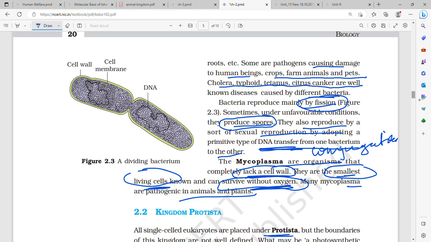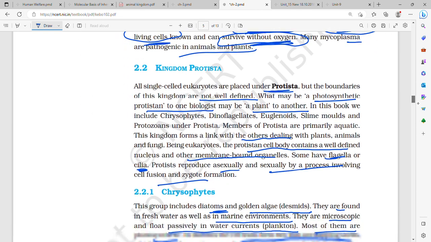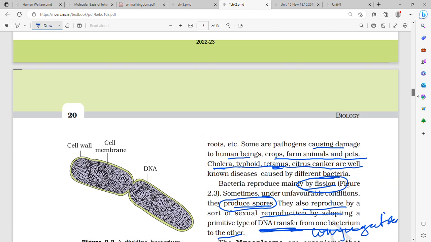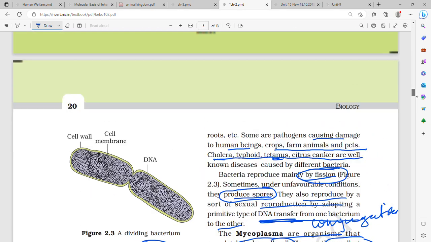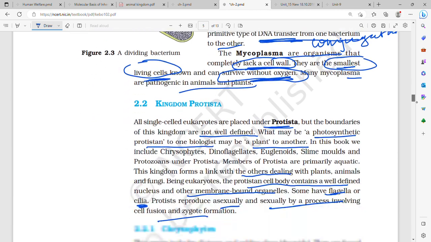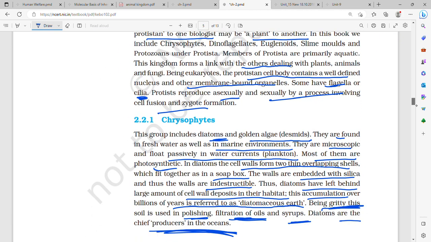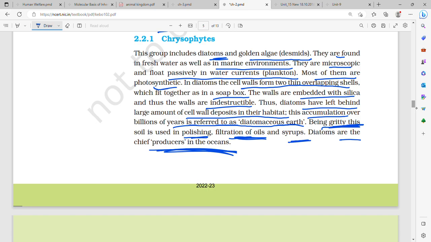Then typhoid, that is Salmonella typhi. Then Vibrio cholerae. Then tetanus, Clostridium tetani. Then citrus canker, a disease caused by bacteria. Pneumonia is also caused by Streptococcus pneumoniae and Haemophilus influenzae, all those. Then Protista: Chrysophytes, for example diatoms, and golden algae, that is desmids.